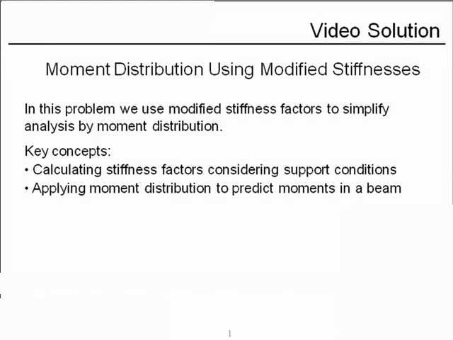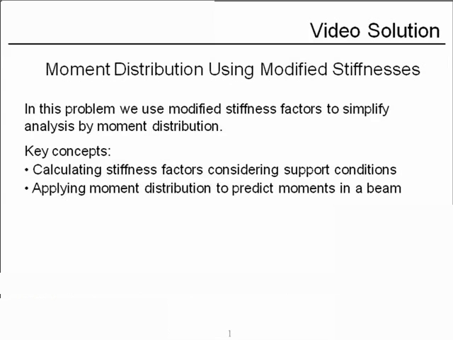In the example for section 2 of chapter 12, we found that the moment distribution process can be lengthy as we release each node one at a time multiple times. Under some circumstances, we can use modified stiffness factors to shorten the process. So in this problem, we'll use modified stiffness factors to simplify the analysis by moment distribution.